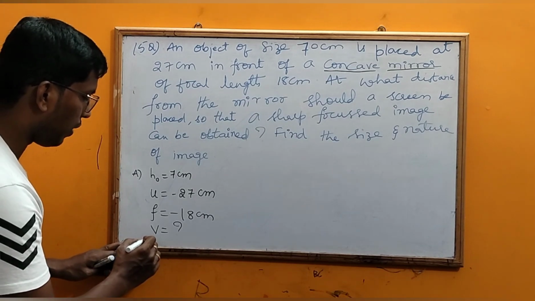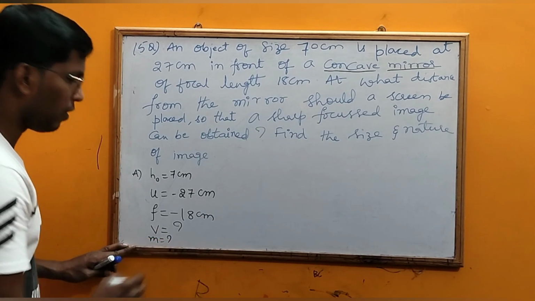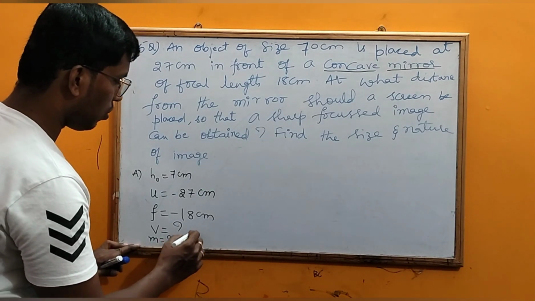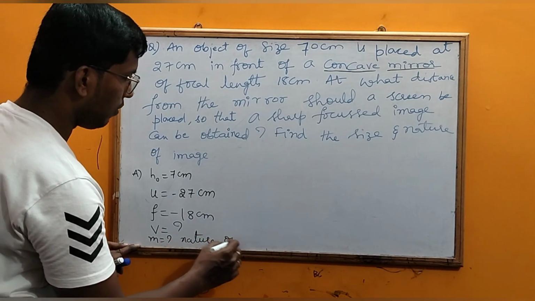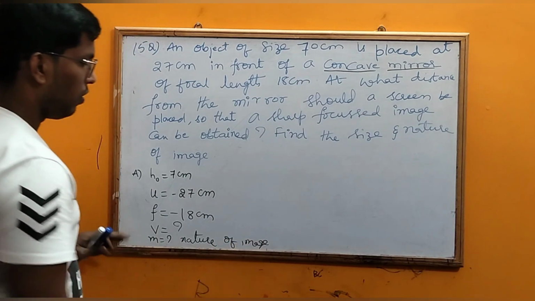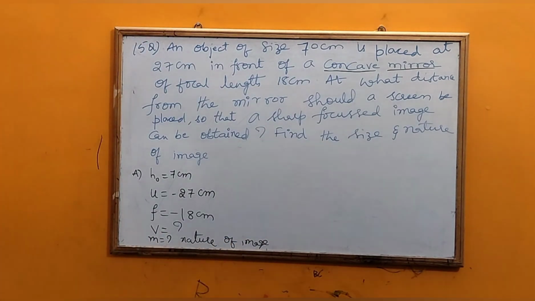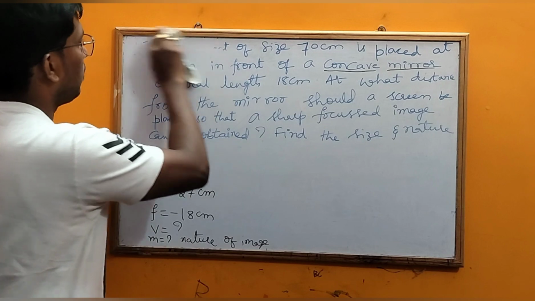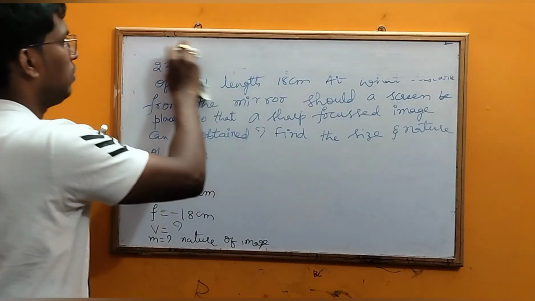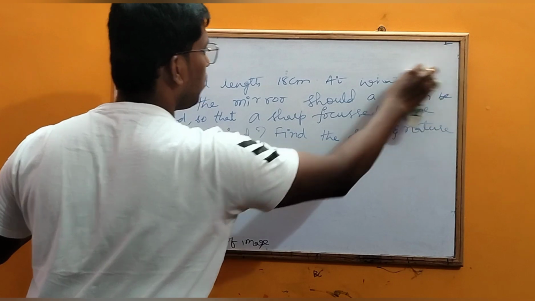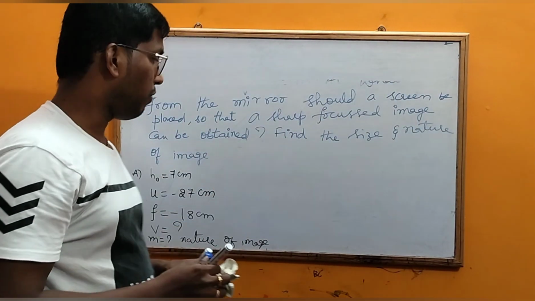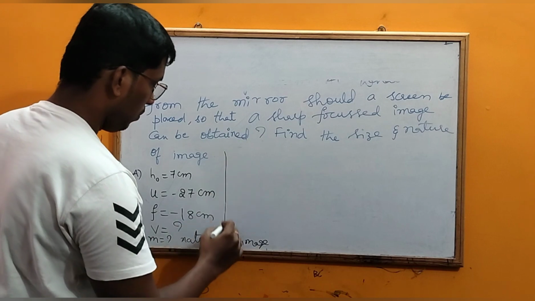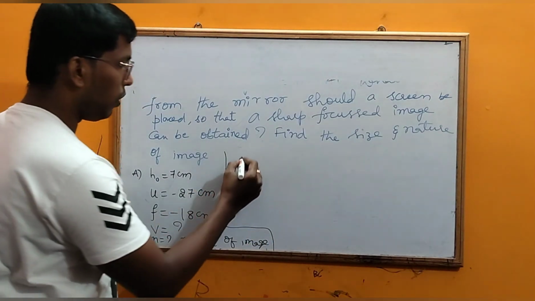Also he is asking to find the size. Size means magnification, and the nature of the image. So these are the values which he is asking, which we have to find now. Whenever problems are given, first we should see which mirror it is and the sign conventions. So to find the v value, we use the mirror formula.